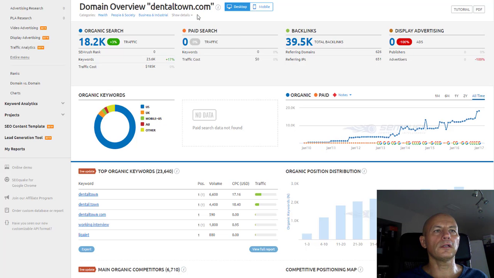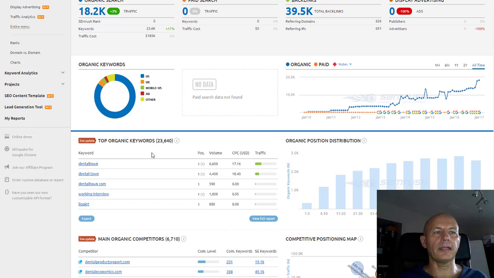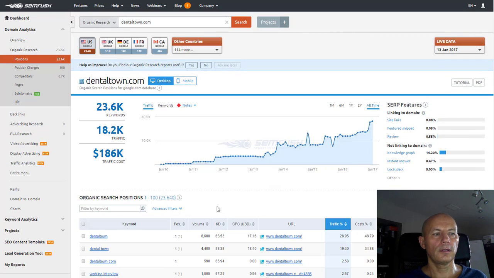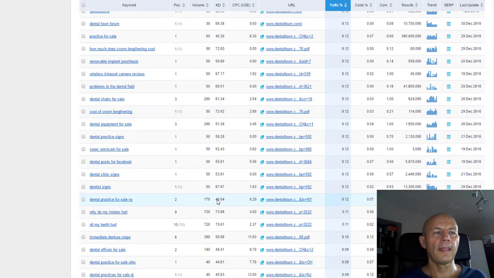If I go to Dental Town and look at the number of organic keywords, it's 23,000. And if I look at the full report, they're all primarily dental keywords. So not only are those guys ranking high because they have tons of long-tail keywords ranking in the dental niche, they also have backlinks from sites that are also highly authoritative in the dental niche.